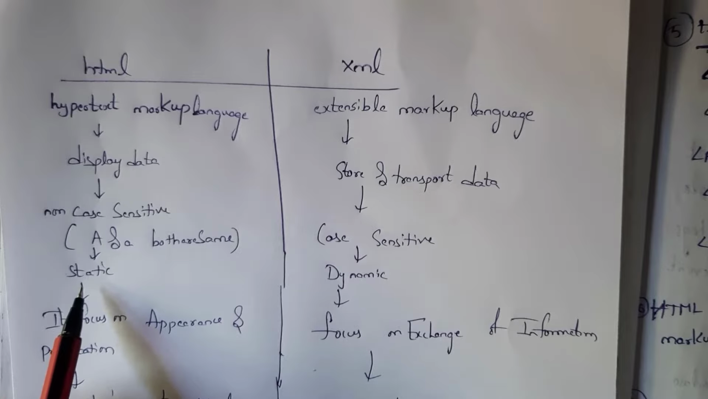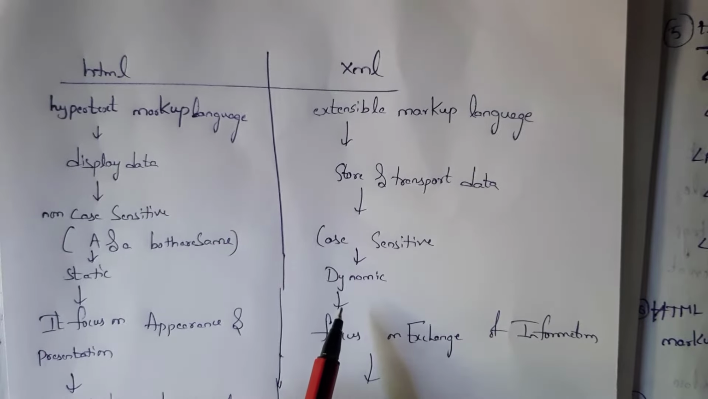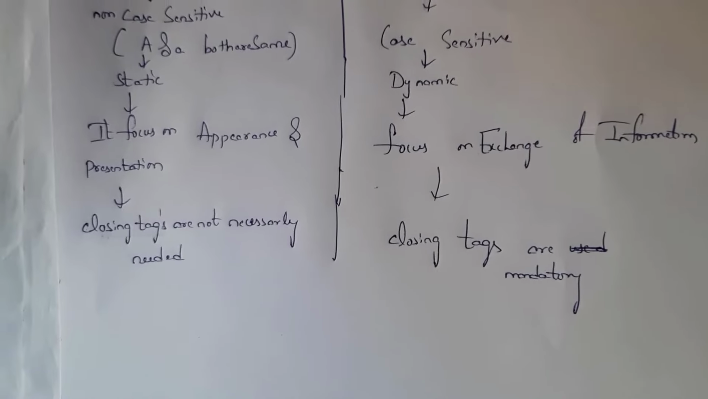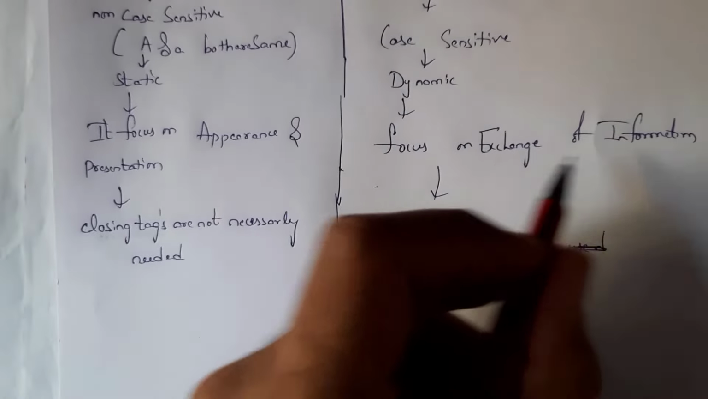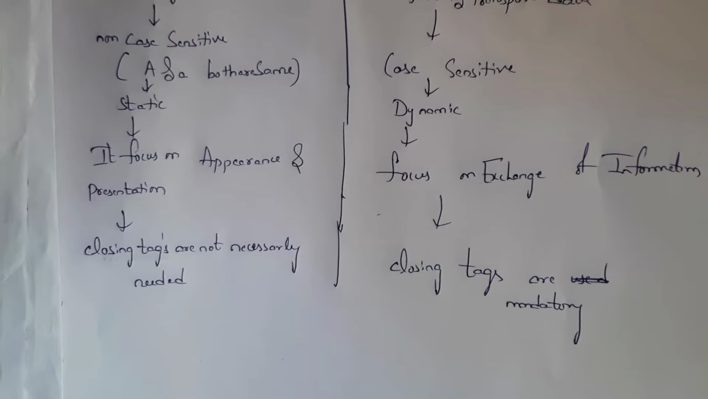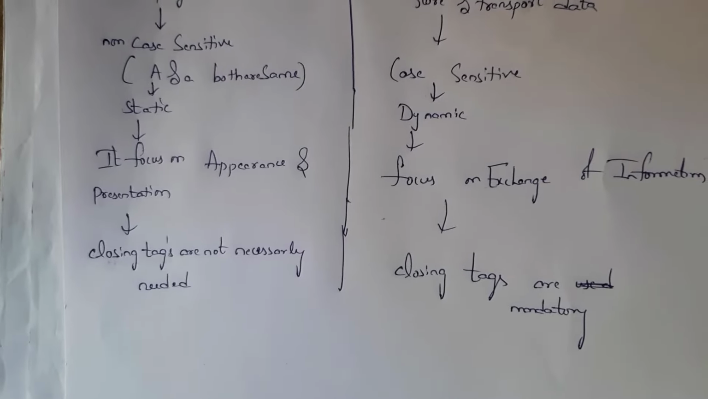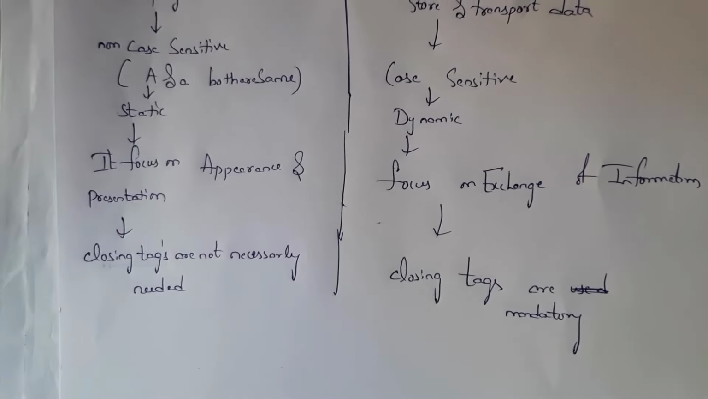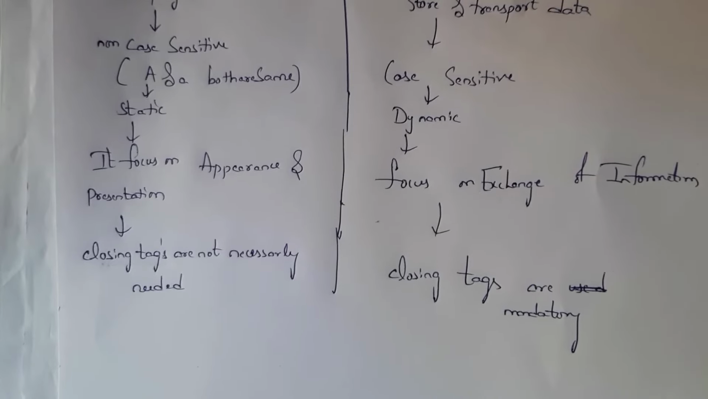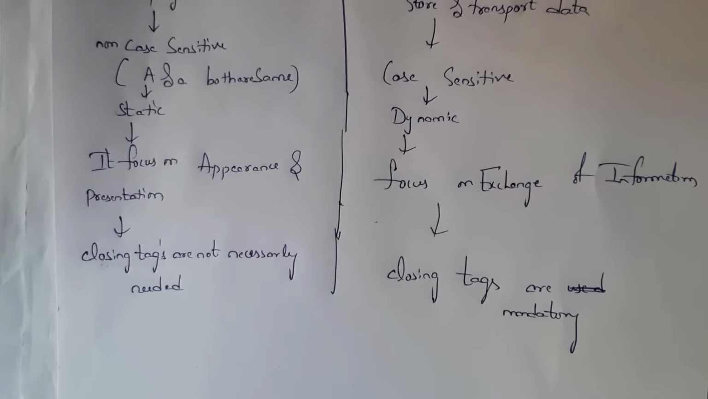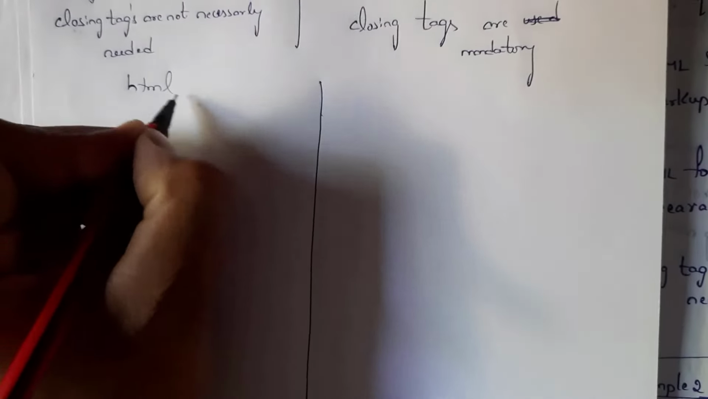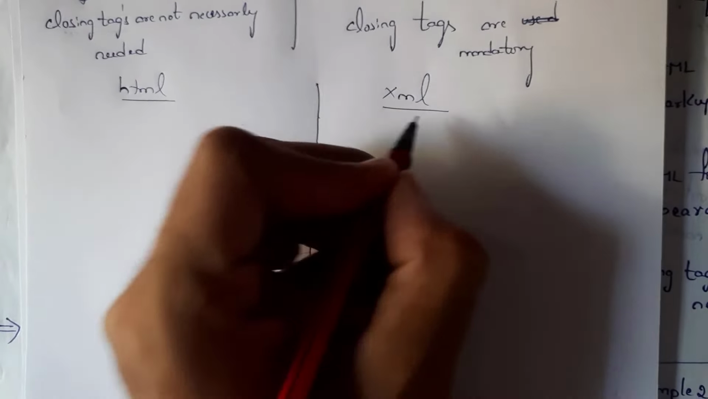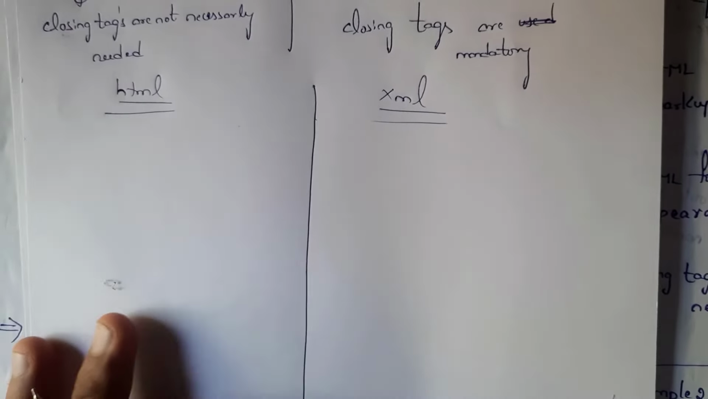HTML is static in nature whereas XML is dynamic in nature. HTML mainly focuses on appearance and presentation, whereas XML focuses on exchange of information. As we all know, for every open tag there should be a closed tag. In HTML it is not necessary to use closing tags, but in XML we should definitely use closing tags, otherwise it displays an error. I will write a program of HTML as well as XML so that you can clearly differentiate between HTML and XML.